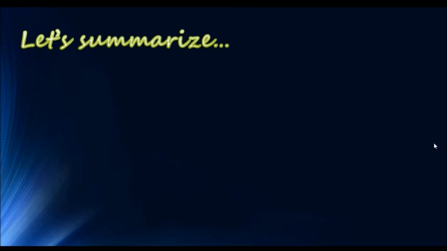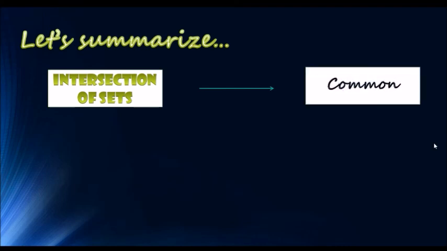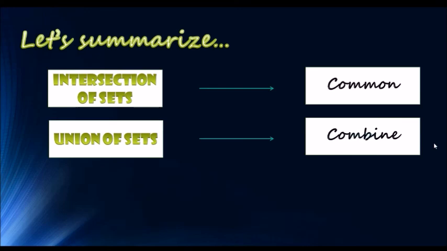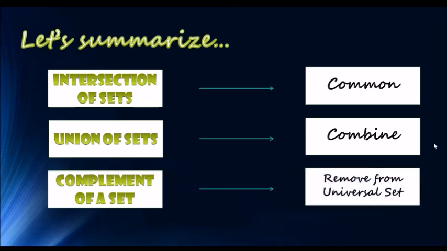Okay, class. Let's try to summarize what we have discussed today. So we have here intersection of sets. The keyword here is you have to find their common elements. Next, union of sets. We have to combine. And we have the last one, complement of a set. Your basis here will be the universal set. So remove from the universal set.